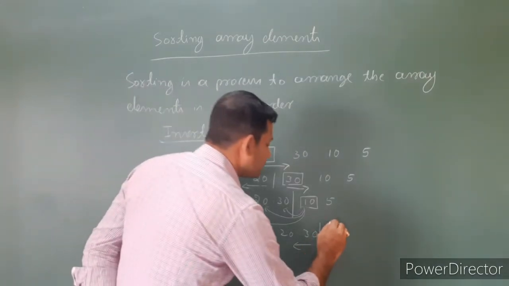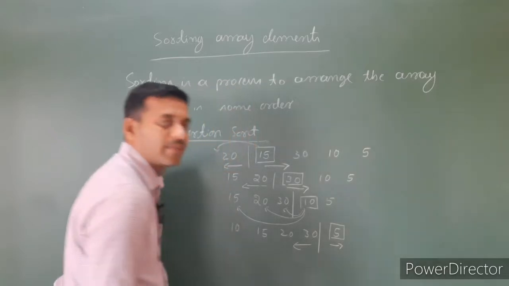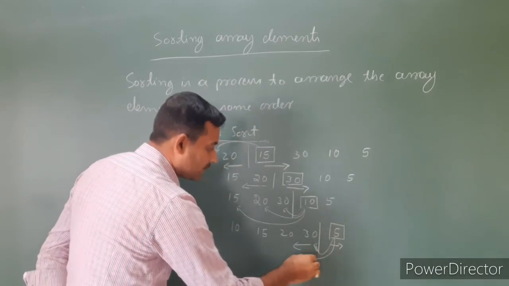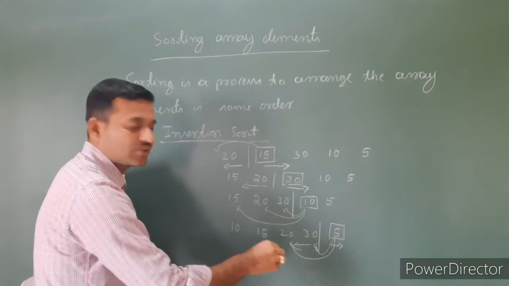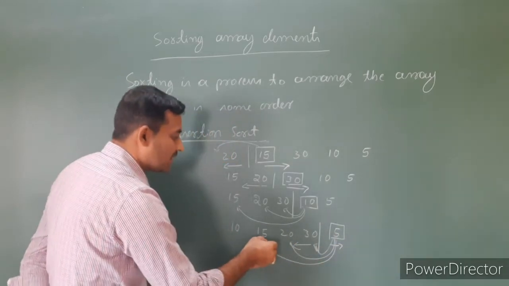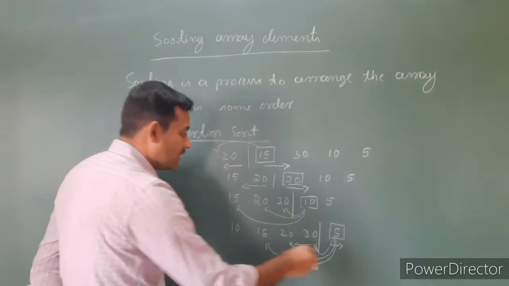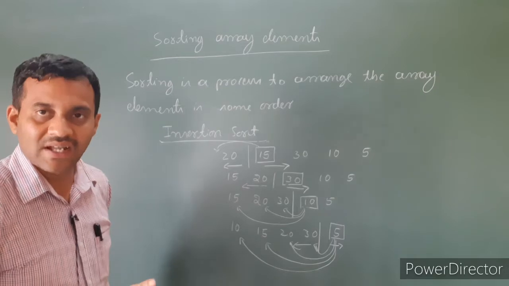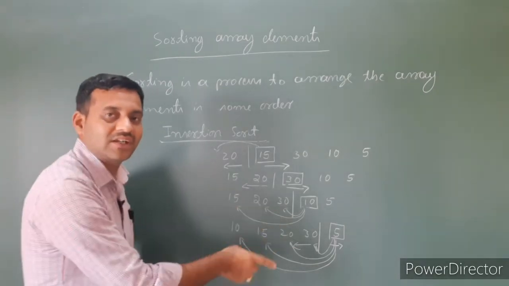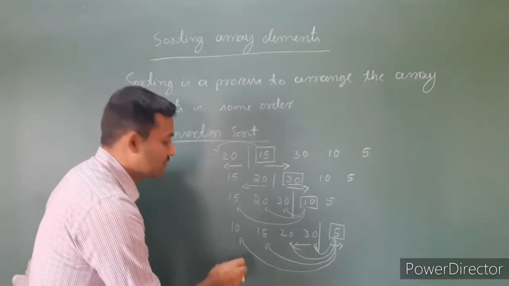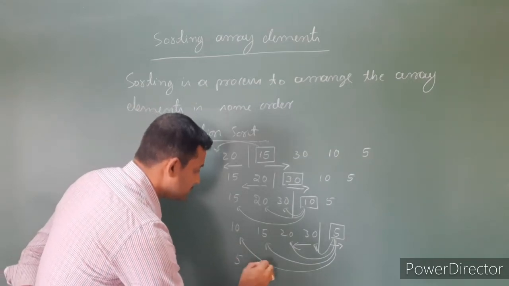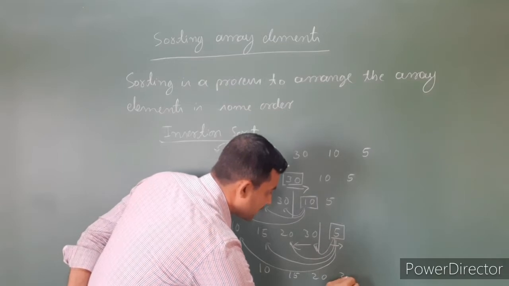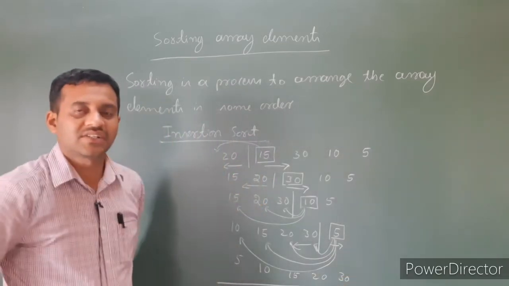Finally access 5 from unsorted portion. Again it is compared with the 30, 5 is less than 30, 5 is compared with the 20, again 5 is less than 20, 5 is compared with the 15, again 5 is less than 15, 5 is compared with the 10, again 5 is less than 10. Hence 5 is inserted before the 10. So the elements are 5, 10, 15, 20, 30. So all the elements are sorted.